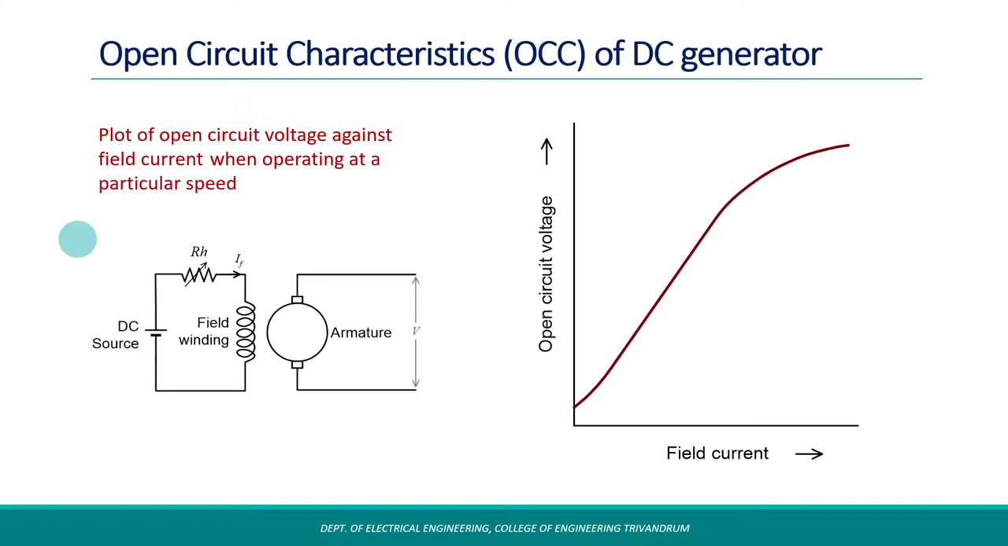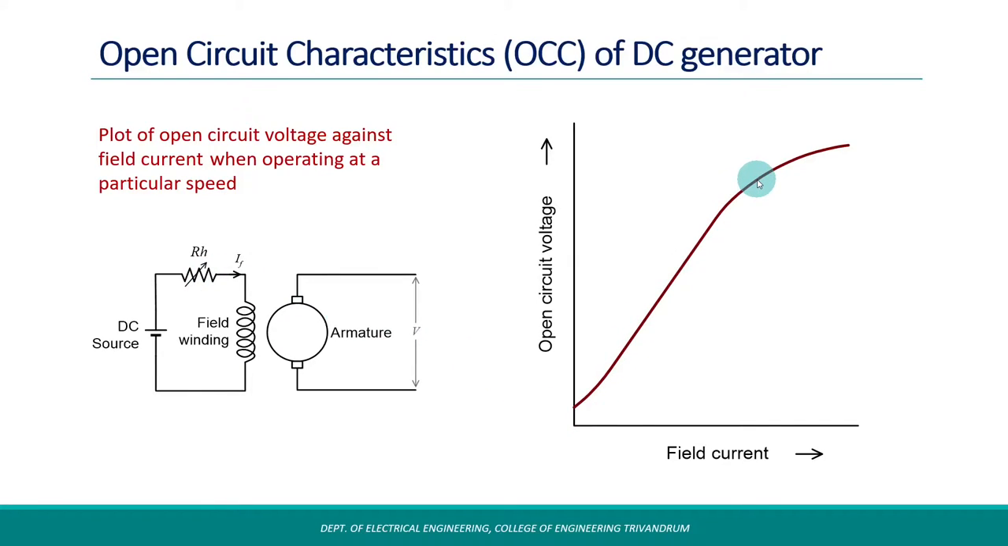The circuit diagram used to plot the OCC is here. The field winding of the machine is excited from a DC source, and the current is controlled by a series connected rheostat to vary the field current from 0 to the rated value, and the corresponding voltage generated across the armature is measured and plotted.